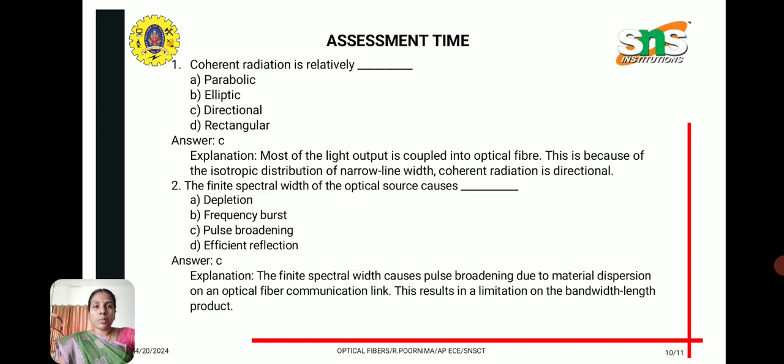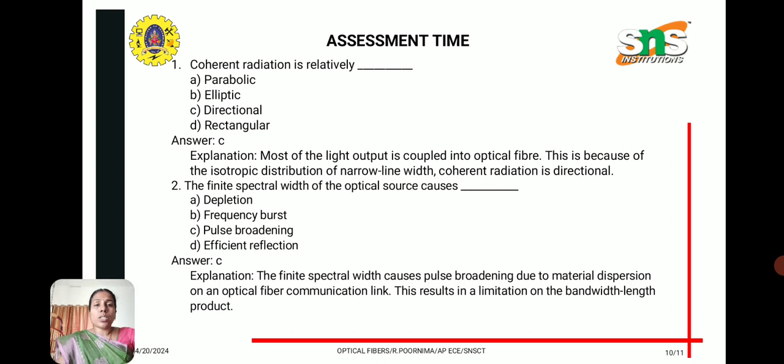You can have an assessment. The first one: coherent radiation is directional because most of the light output is coupled into the optical fiber. This is because of the isotropic distribution of narrow linewidth; coherent radiation is directional.